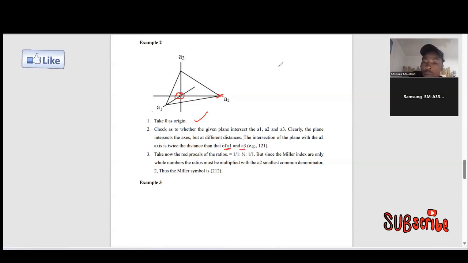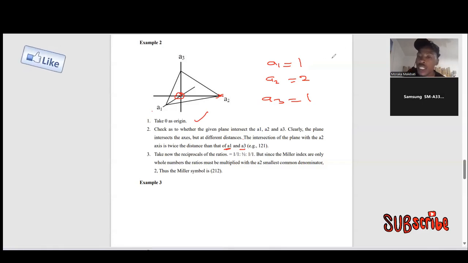So if A2 is twice A1 and A3, it means A1 is 1. Then A2 is twice A1, remember? Then A3 will also be 1 because A2 is twice these. Now if you take the reciprocals, it will be 1 over 1, which is 1, then 1 over 2, which is half, and then 1. But remember, I always tell you that we need whole numbers.